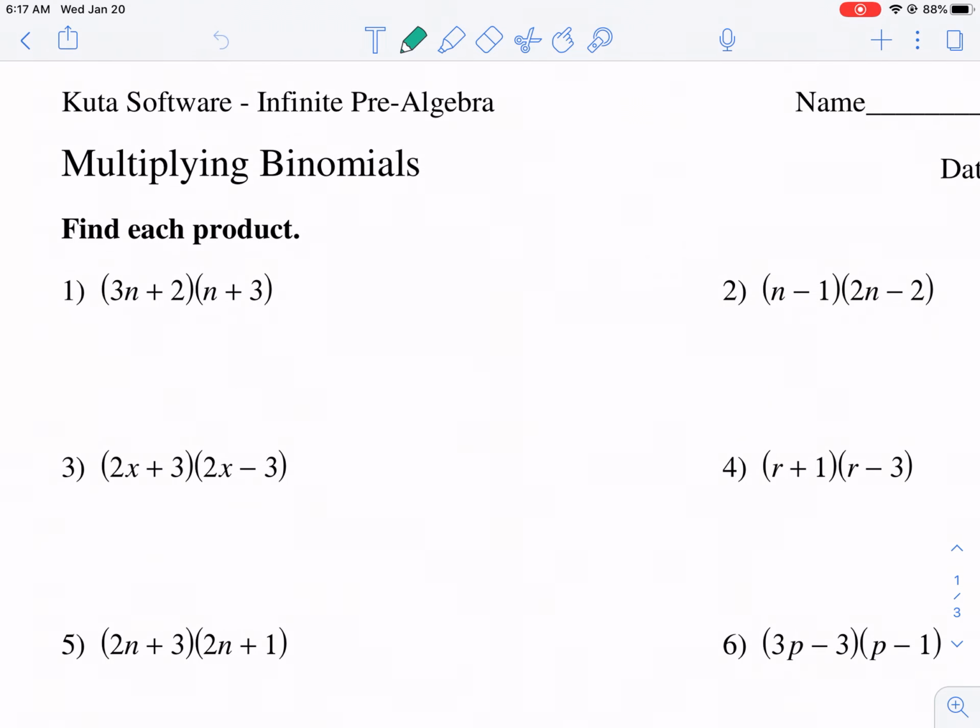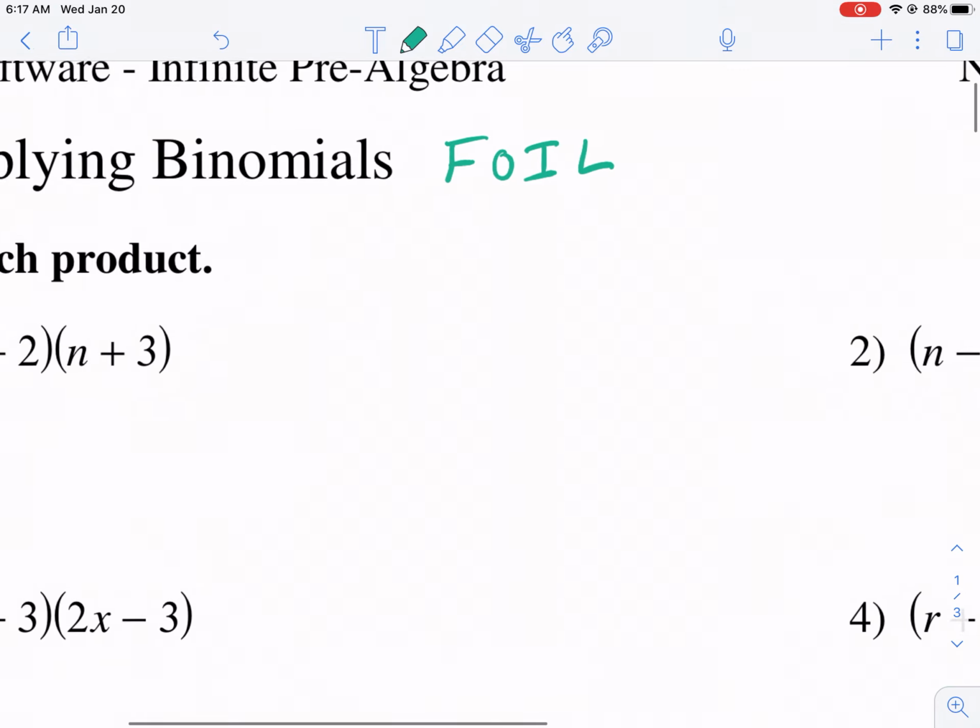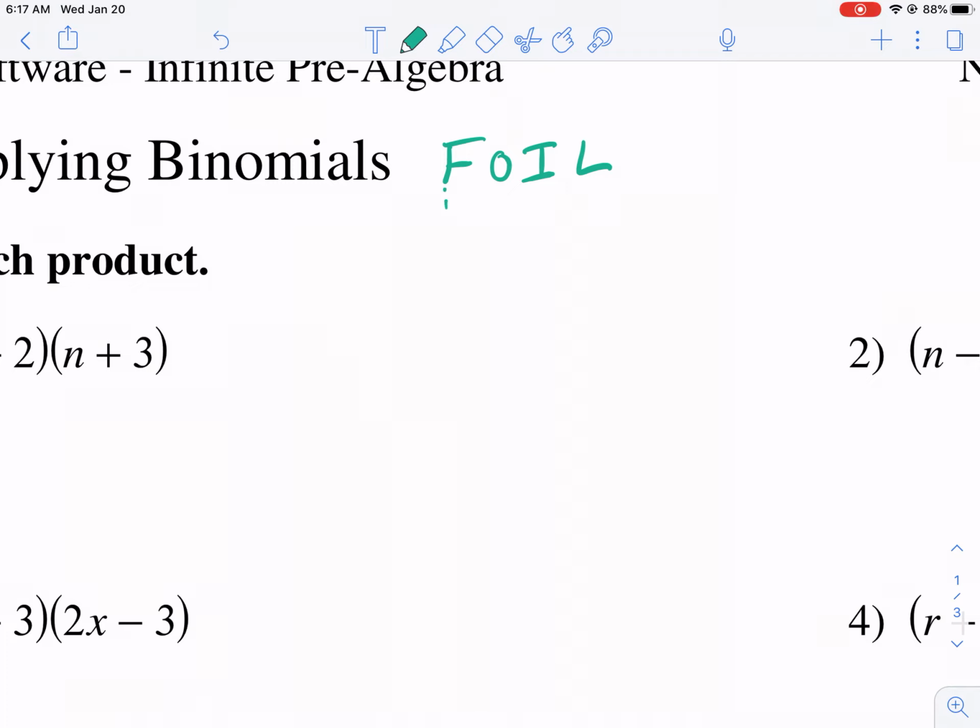Now you've probably recognized multiplying binomials by FOIL. A lot of your teachers will teach you the FOIL method, and what this simply means is first, outside, inside, and last. Okay, so first, as I'm reading down, outside, inside, last.